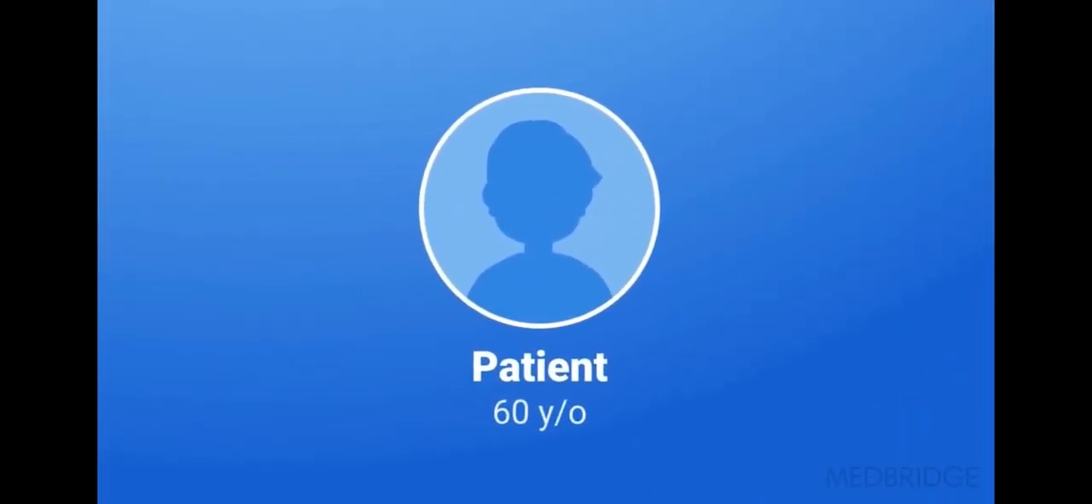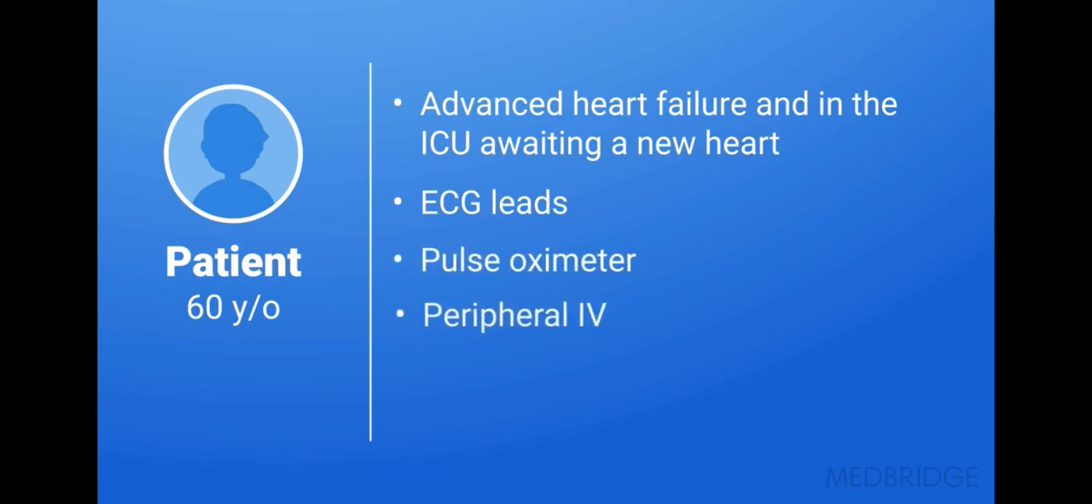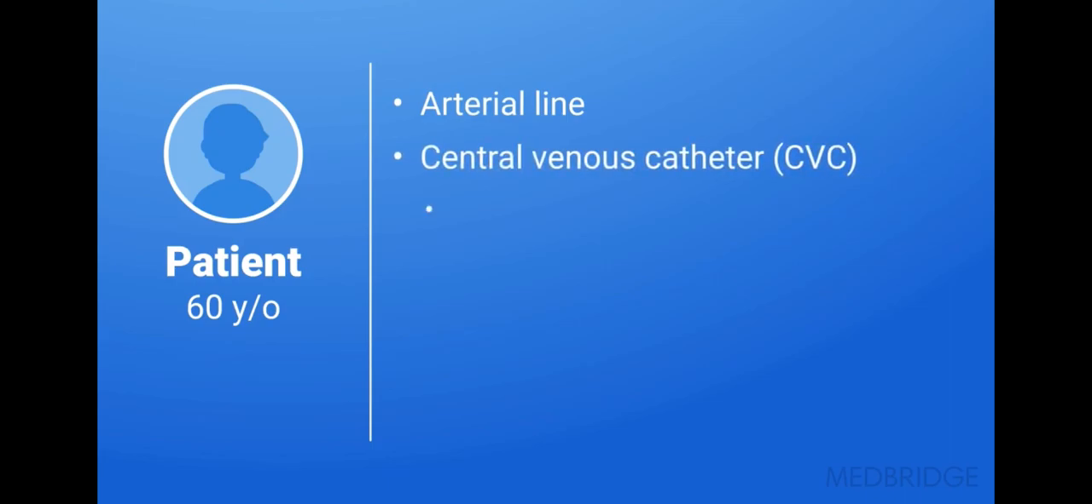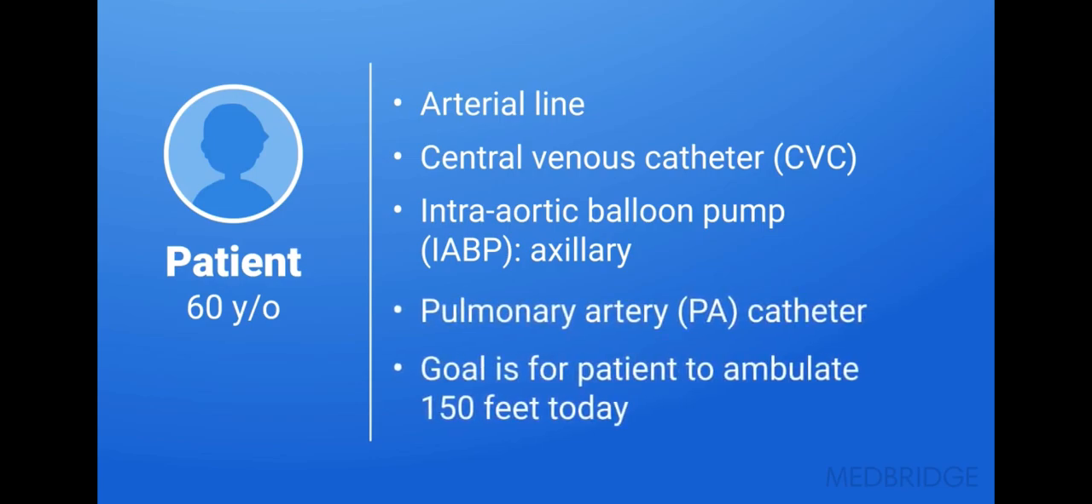In this case, patient mobility and lines and leads management could also be performed by one person unless significant physical assistance is required. Let's take a look at one last case. A 60-year-old patient with advanced heart failure in the intensive care unit awaiting a new heart. Lines and leads include ECG leads, a pulse oximeter, peripheral IV, Foley catheter, arterial line, central venous catheter, an IABP with an axillary insertion, and a pulmonary artery catheter. The goal is for the patient to walk 150 feet today.